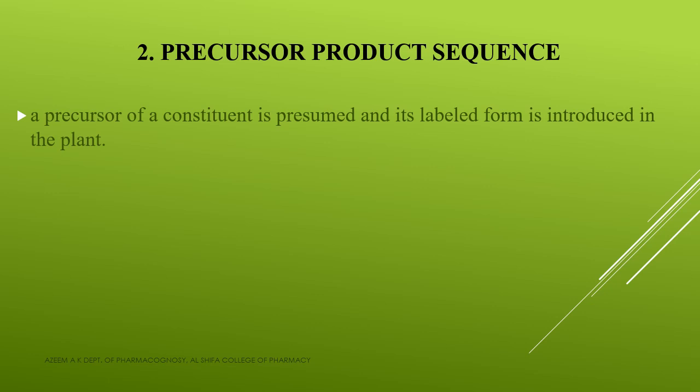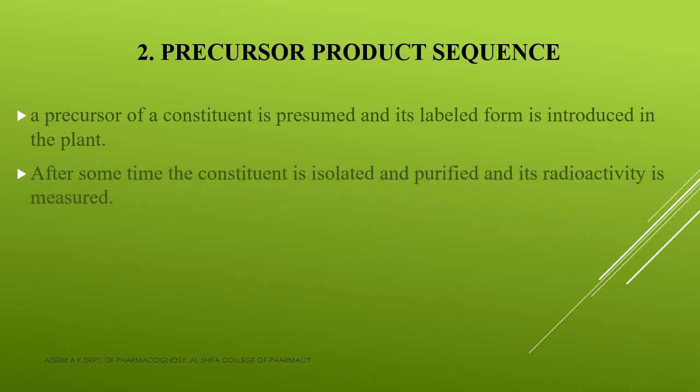the plant. That means if we know a compound will be formed, for example an alkaloid, we assume a precursor of it. Then we label it, give it along with a radioactive isotope, and introduce it into the plant. Okay, so here a precursor of a constituent is presumed and its labeled form is introduced into the plant. Then after some time the constituent is isolated and purified and its radioactivity is measured.